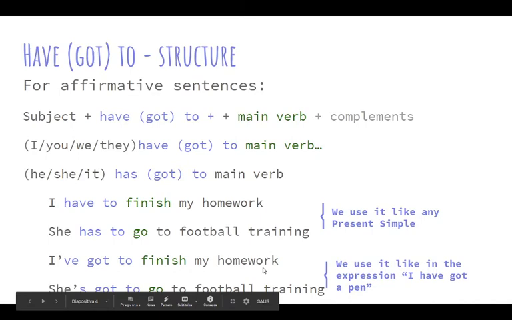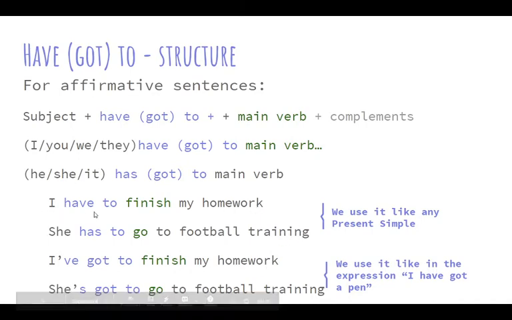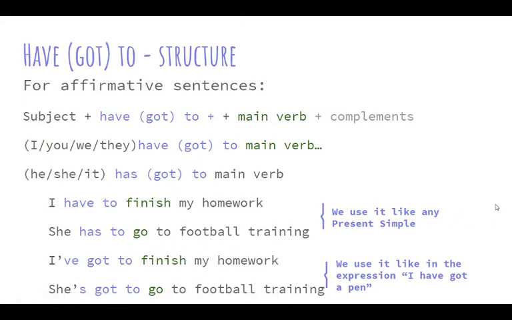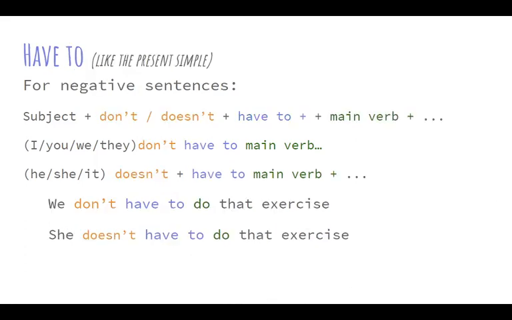They have exactly the same meaning, but in this case, the grammar that applies is the grammar of the present simple, and in this case, the grammar that applies is the grammar of the expression have got. She has to go to football training, or she's got to go to football training. Again, exact meaning, but different ways of making sentences in terms of grammar.